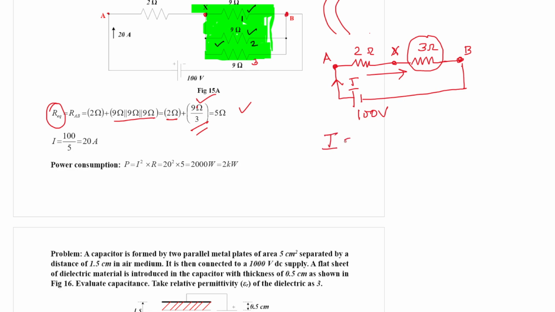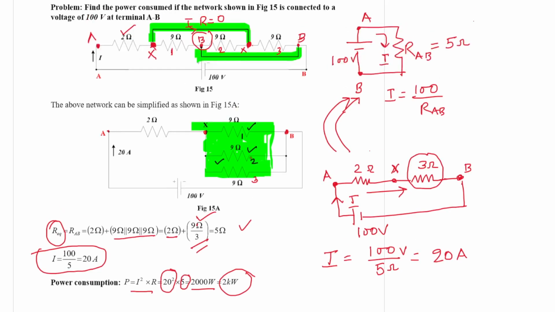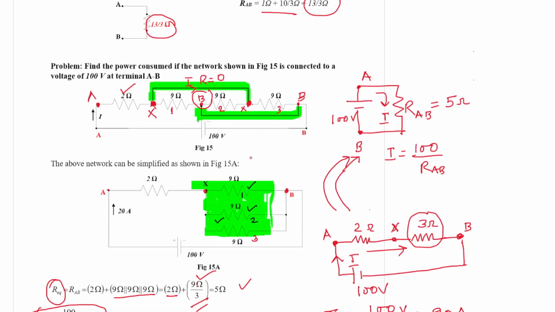Current is 100 volt by 5 ohm, which is equal to 20 ampere. So the power dissipation is I square R, where current is 20 square and equivalent resistance is 5. So it will be 400 into 5, that is 2000 watt or 2 kilowatt. So the answer to this problem is the power consumption of this network is 2 kilowatt.